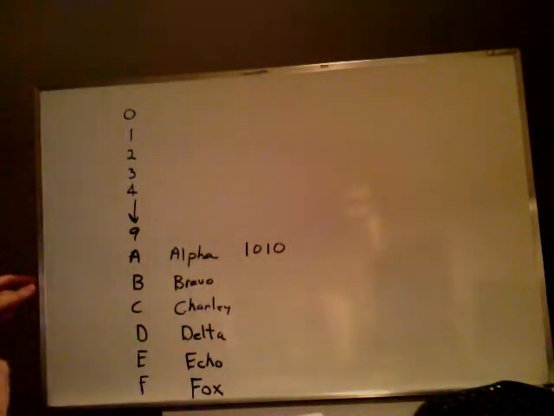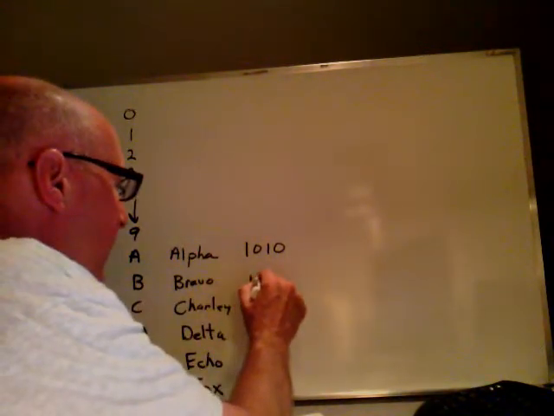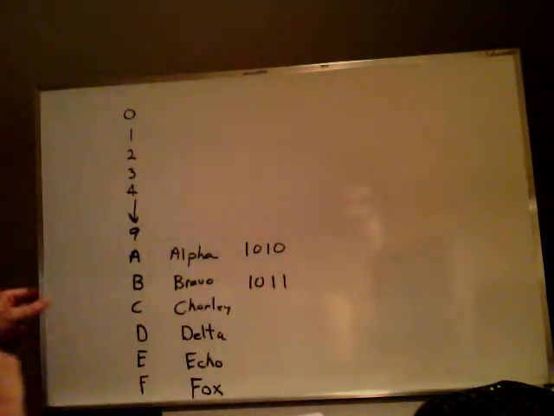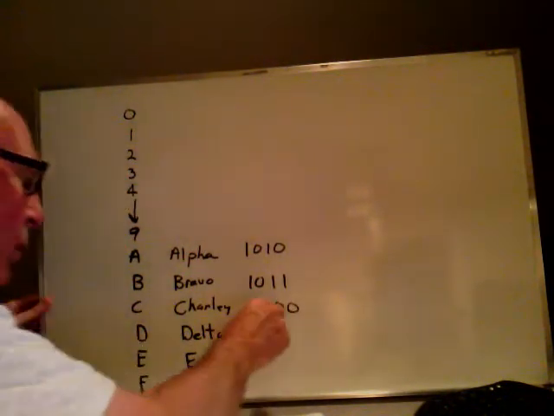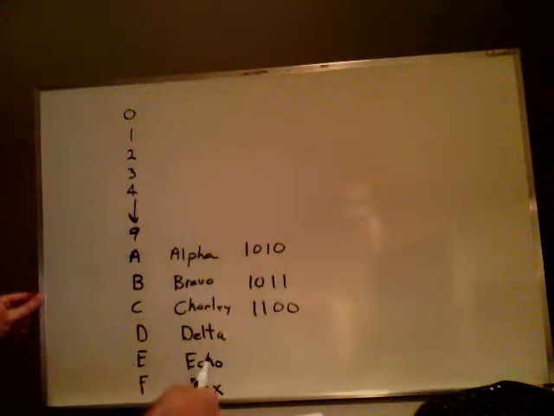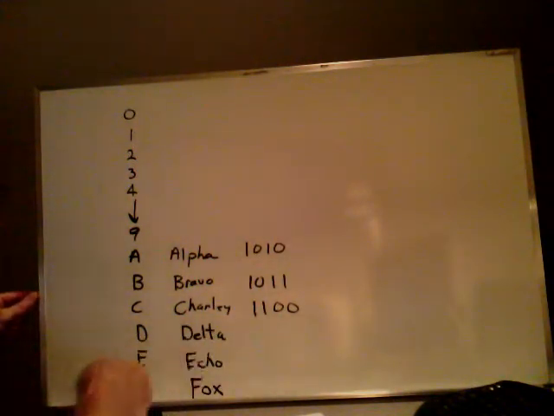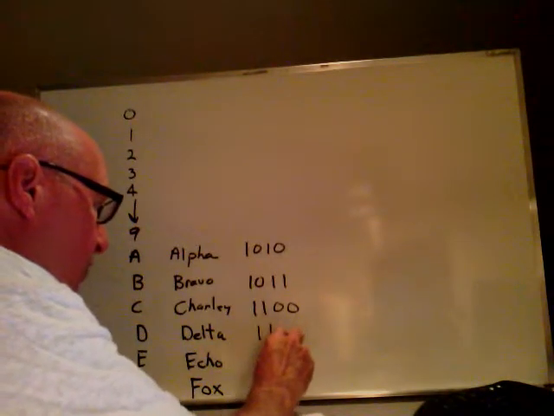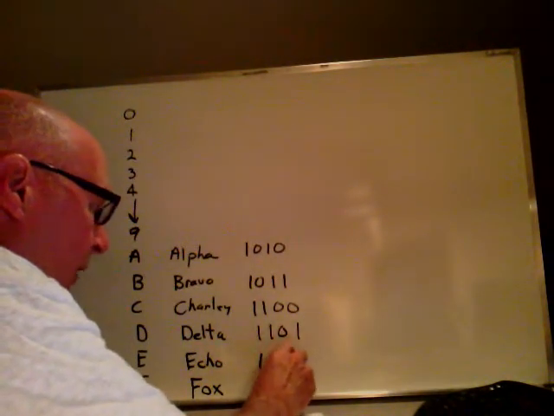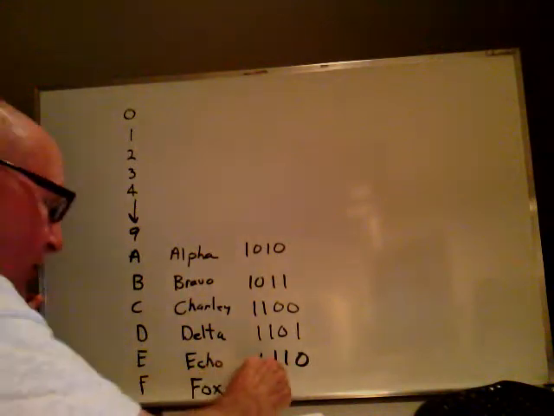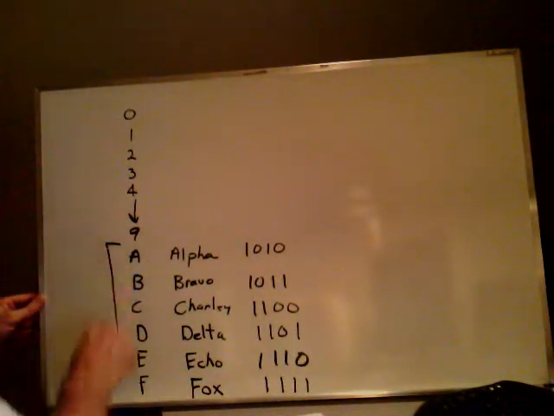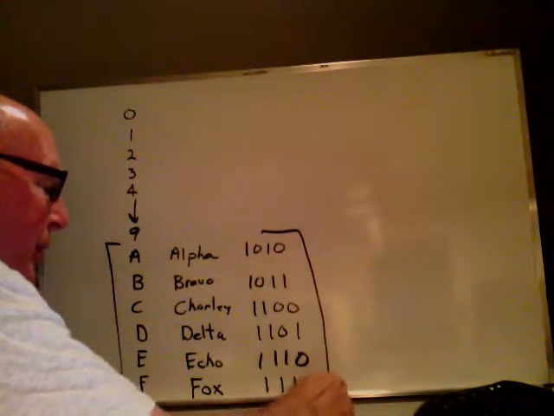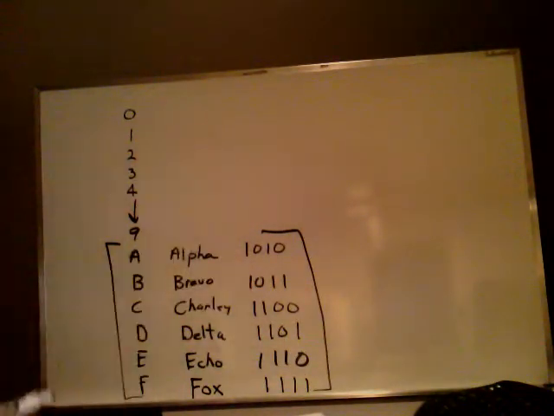bit format. Bravo is a 1011. Charlie is a 1100, 12 if you will, if you're counting in straight binary. This is 10, this is 11, this is 12. Delta would be a 1101, Echo's a 1110, and Fox is the 1111. Very useful to memorize these as soon as possible. Not very difficult, but you use it a lot.